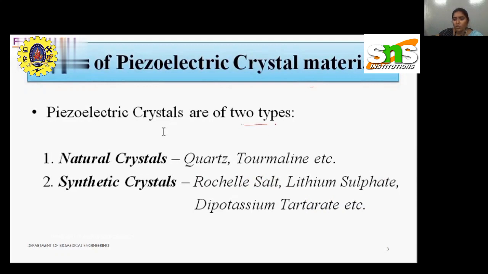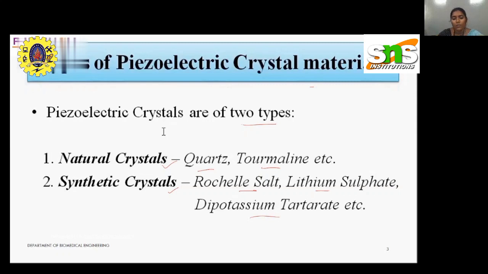Here we have two types of piezoelectric crystal based on availability. One is the natural crystal, which is easily available on the earth. The second one is the synthetic crystal, the type of crystal we synthesize artificially. Examples of natural crystals are quartz, tourmaline, etc. Examples of synthetic crystals are Rochelle salt, lithium sulfate, and dipotassium titanate.